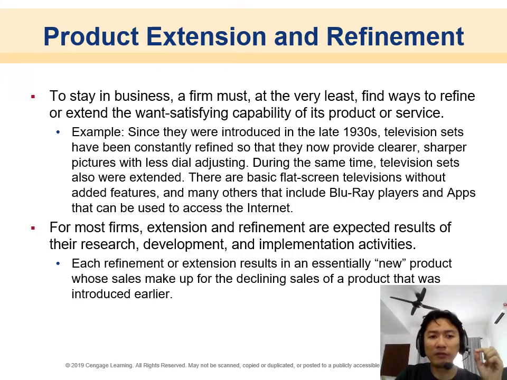If a firm sells only one product, when the product reaches the end of its life cycle, the firm will die together with the product. So to stay in business, the firm must at least find ways to extend or refine its capability to satisfy people's needs. For most firms, extension and refinement are actually an expected result of the research, development, and implementation strategies.